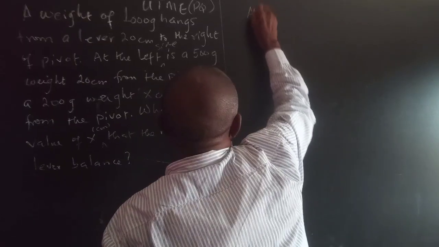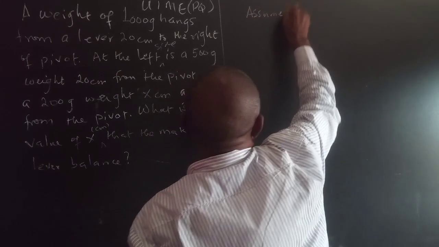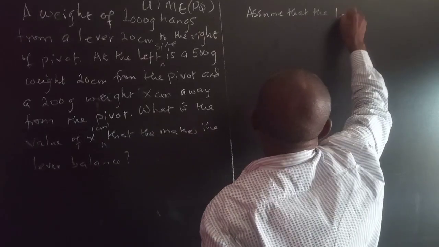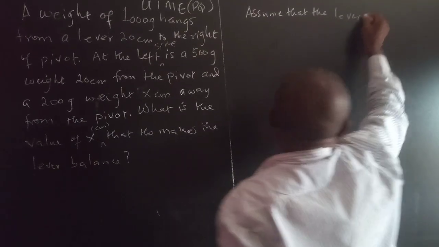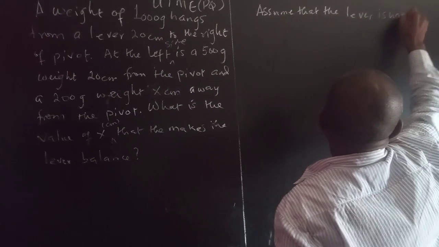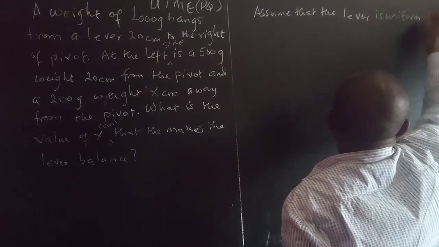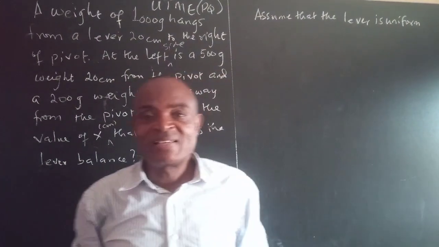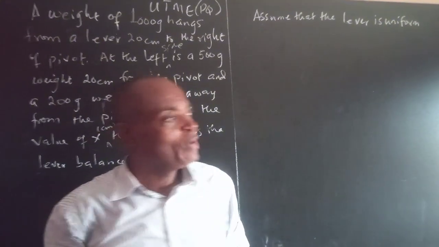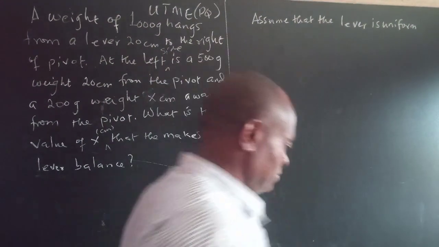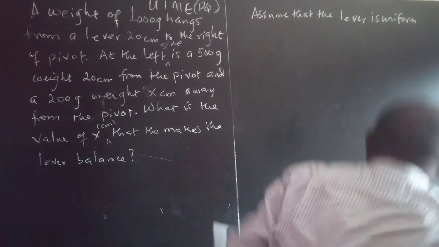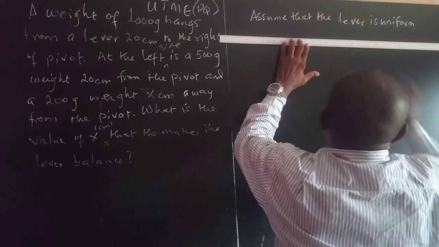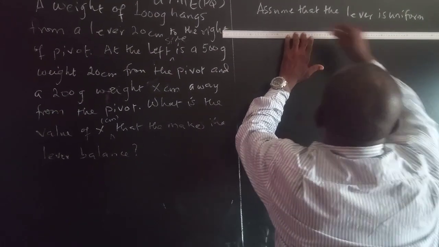We say, assume that the lever is uniform. If the lever is not uniform, it may present a different case. But if we assume that the lever is uniform, and then we try to draw, you can pause.